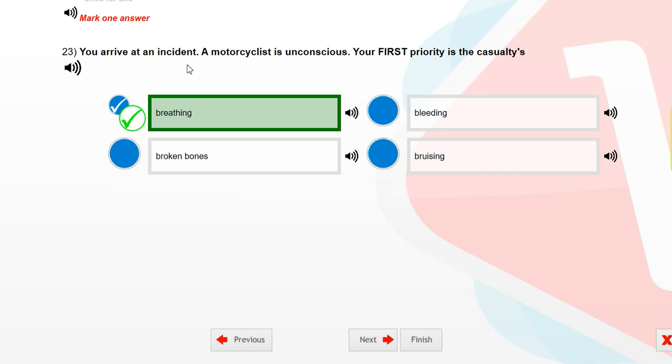You arrive at an incident. A motorcyclist is unconscious. Your first priority is the casualties' breathing.